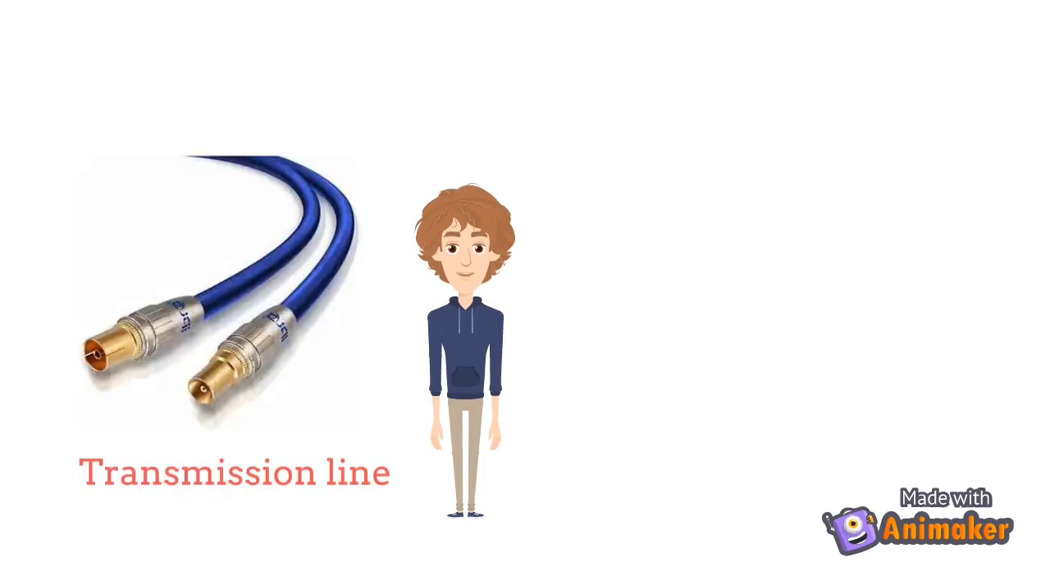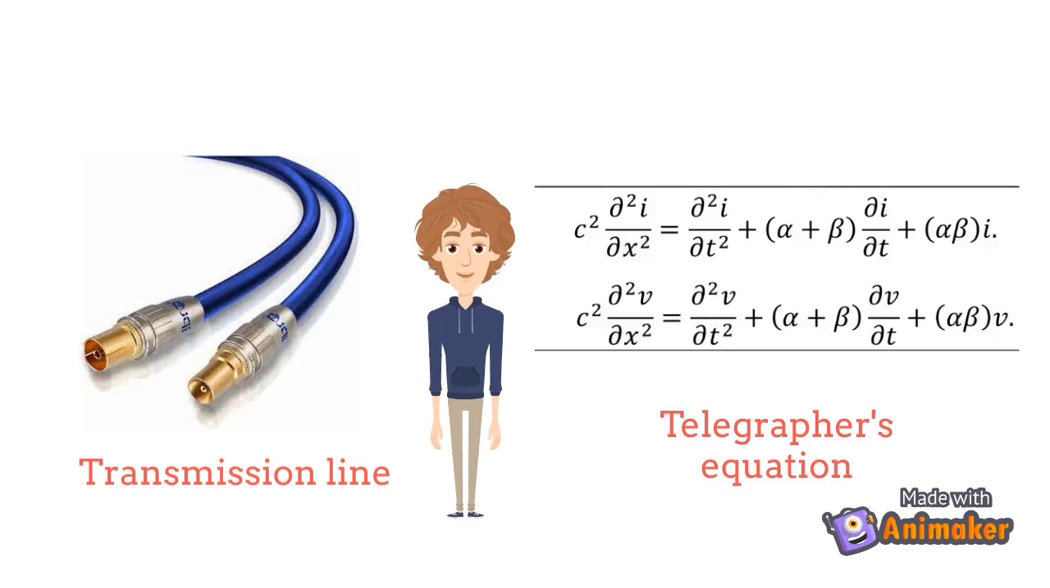In order to describe the propagation of information between two or more locations, we have to study the behavior of the transmission lines by describing both voltage and current with respect to space and time. Such behavior is described by a pair of coupled linear partial differential equations called Telegraph's equations.